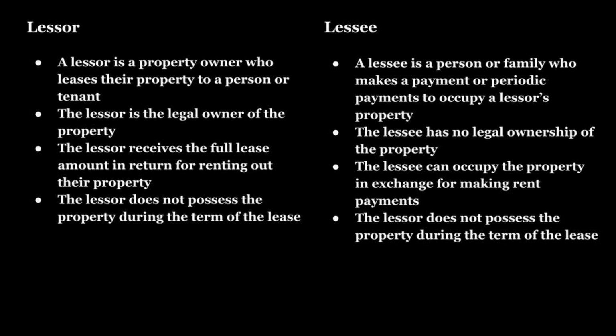Now, let's go over some specific examples of the differences between the two. Obviously, compensation is part of it. A lessor receives whatever the lease specified in terms of amount for renting out that property, while a lessee can occupy the property in exchange for making rent payments. And then there are responsibilities for maintenance and utilities. Depending on the contract, they could fall on the tenant, the lessee, or the lessor. And then, again, the possession of the property. At the end of the day, the lessee is the one physically possessing the property during the duration of the lease. The lessor is not.